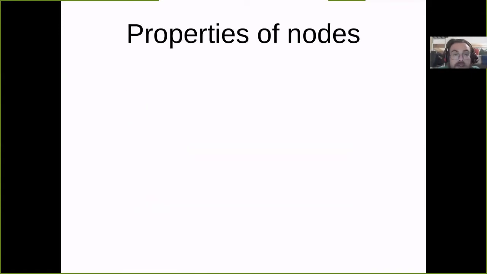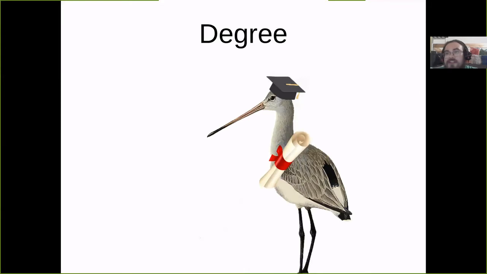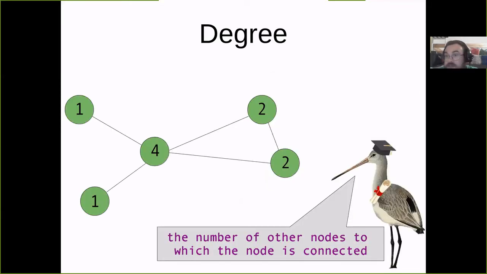Okay, so we can use network analysis methods to study properties of nodes. A couple of the most commonly used ones are degree and centrality. So degree, not this kind of degree, is very simple. It's simply the number of nodes to which each node is connected. So in this example network, the one in the middle has got a degree of 4, it's connected to 4 other sites. These ones on the right have a degree of 2 because they're each connected to 2, and these ones over here would have a degree of 1.